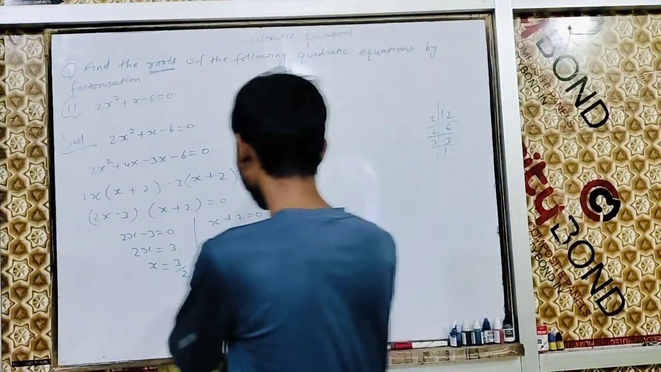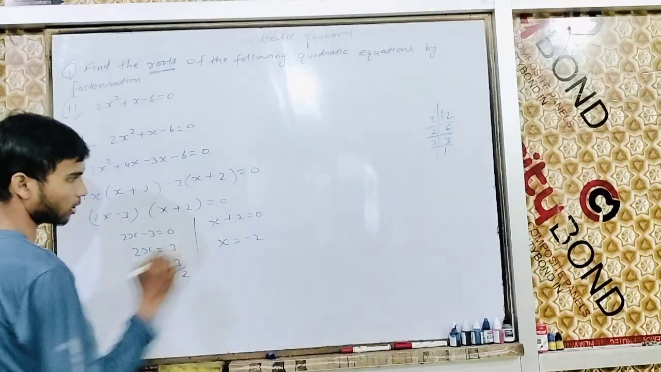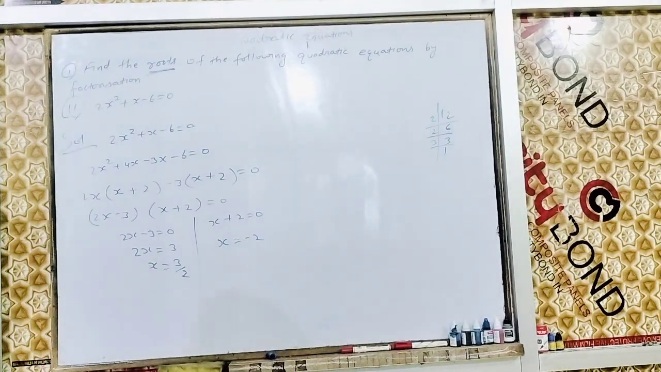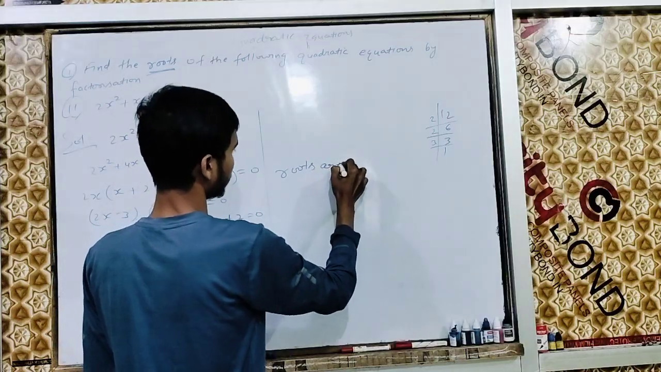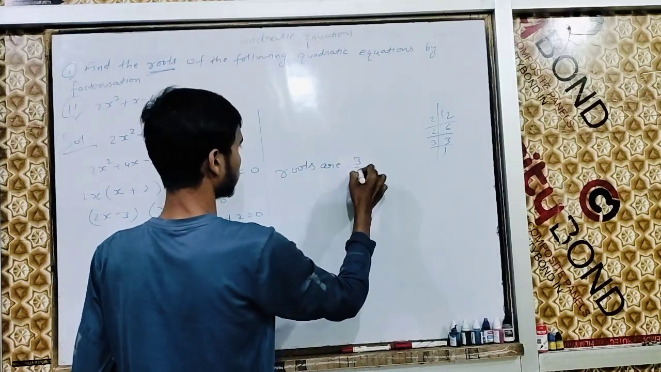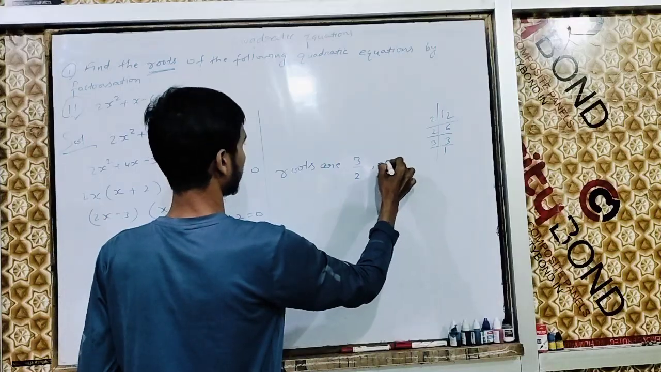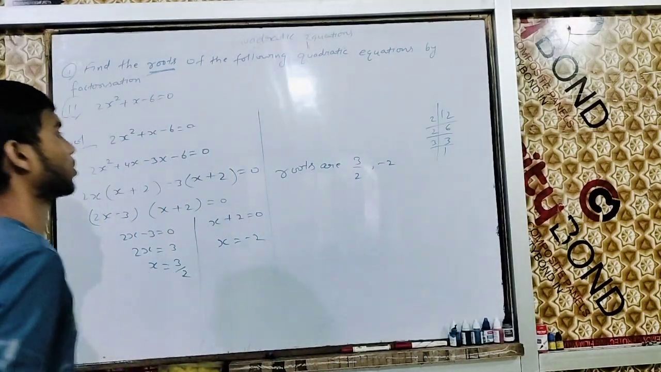Here, these are two roots: 3 upon 2 and second is minus 2. Okay, so finally you would say the roots are 3 upon 2 comma minus 2. Like that, you will answer.